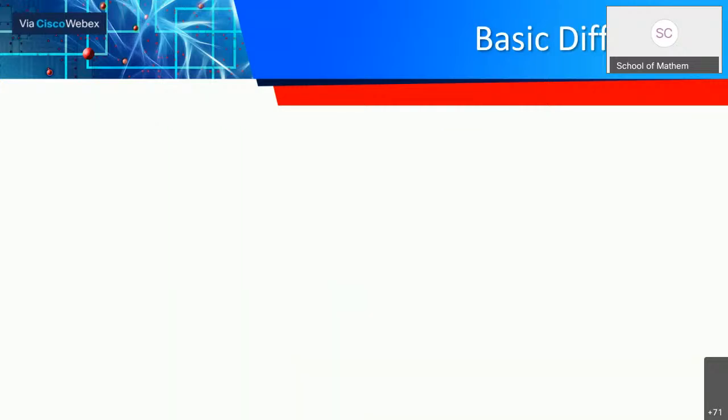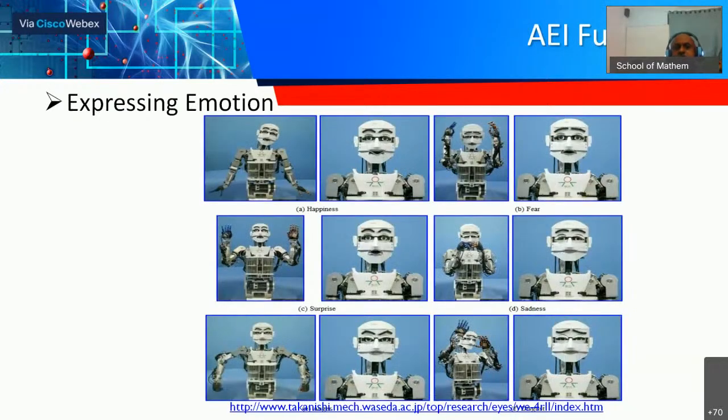See here, can you see this? Happiness is shown, fear is shown, surprise is shown with some expressions, right? Robotic expressions. I put it on the screen.